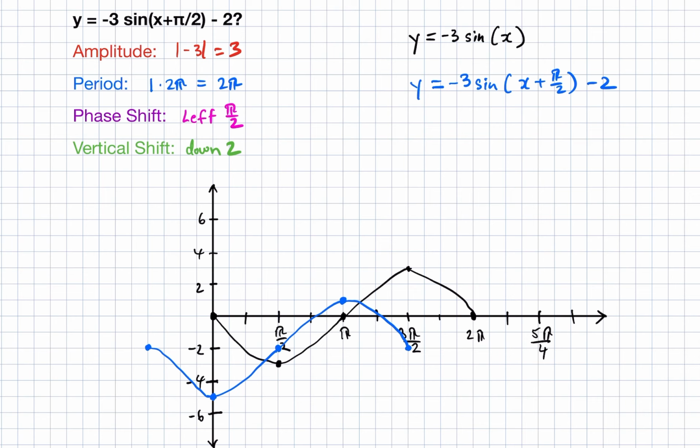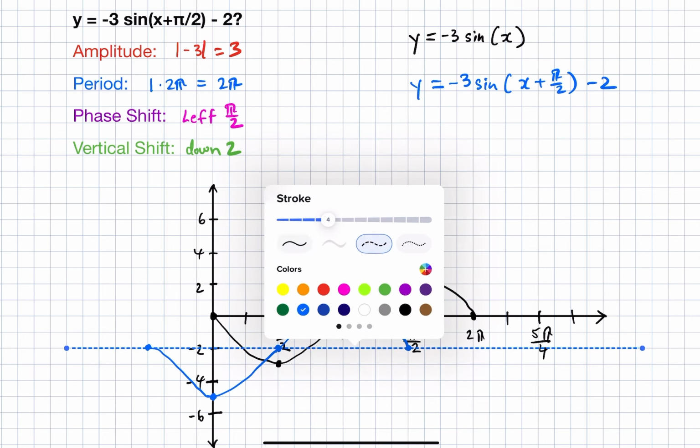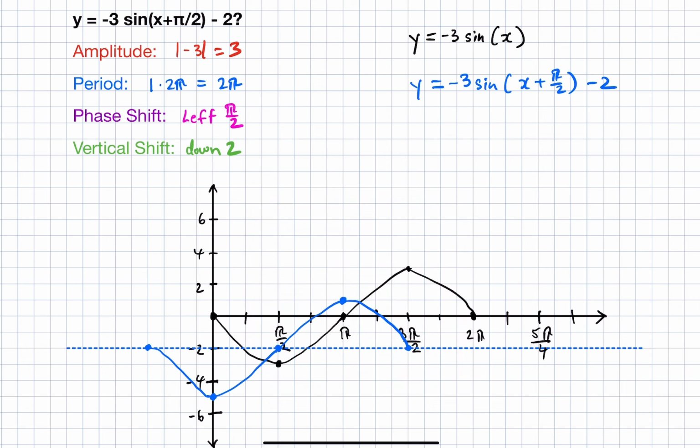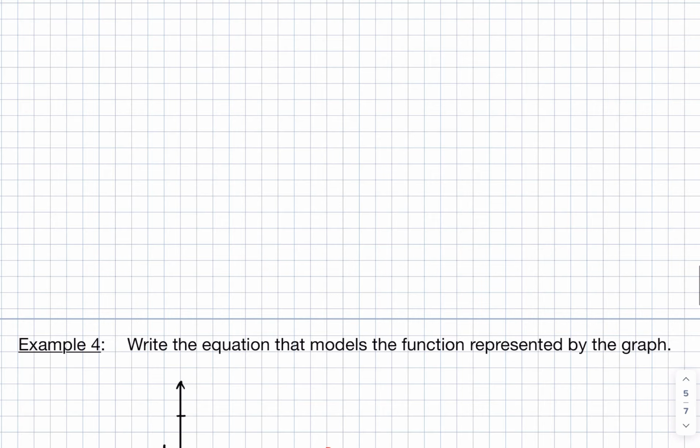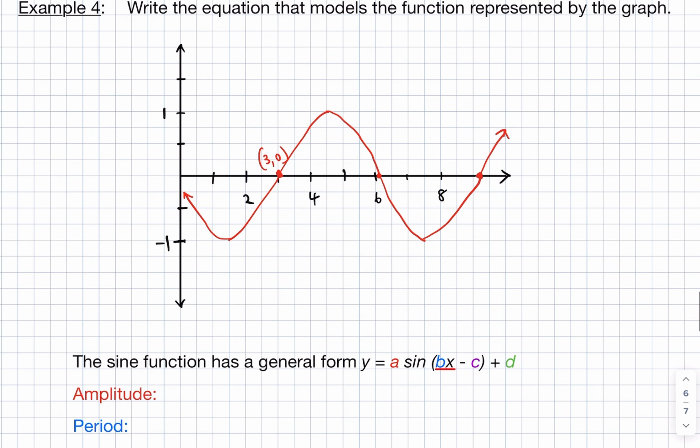Okay, the other thing to note is that our midline is now right over here. I'm going to put this in dashed lines so you could see that this is a reference point. So you could also, again, draw the revised or the new midline to help graph your function. Okay, let's go ahead and move on to the last example.